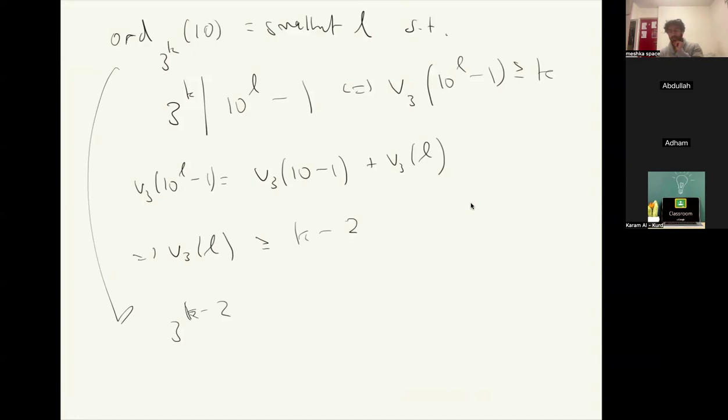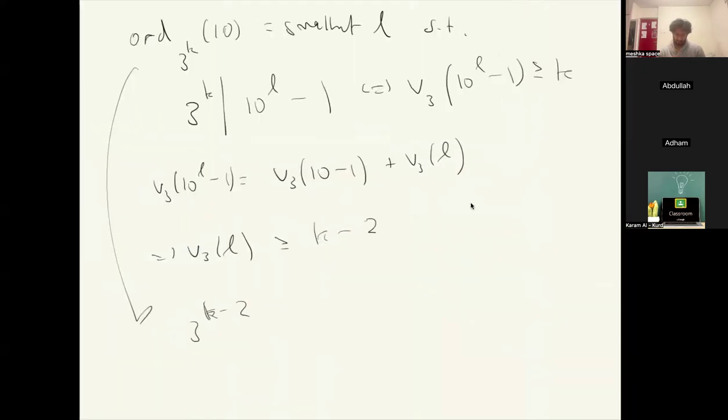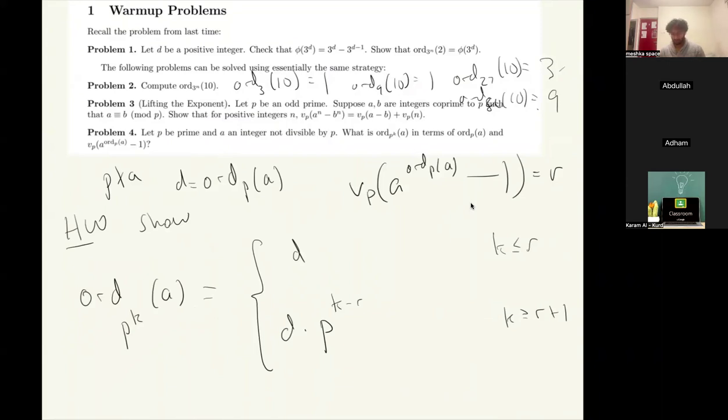Yes. When it's not divisible by P, we choose a value of, for example, A to the L minus 1 that is divisible by P, the same way we did with 2 and 4. Yes, exactly. So what case did we just do? We just did the case where D is 1. In that case we showed that you get P to the K minus R, and if K is too small, it's just 1.